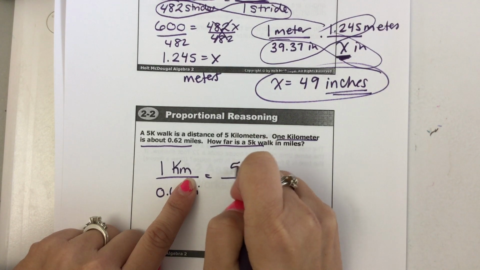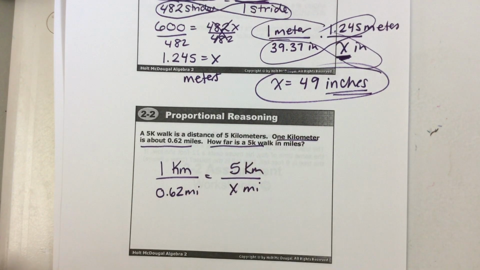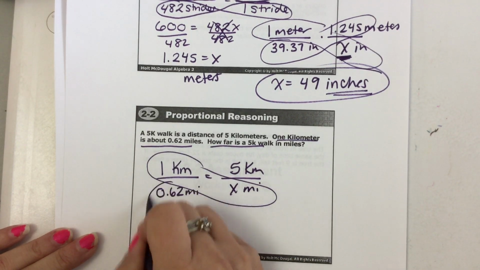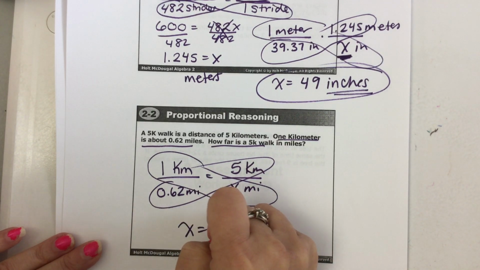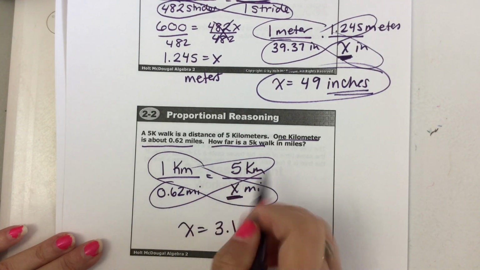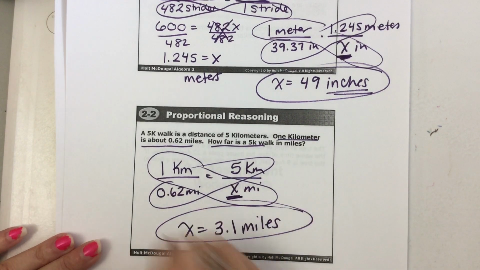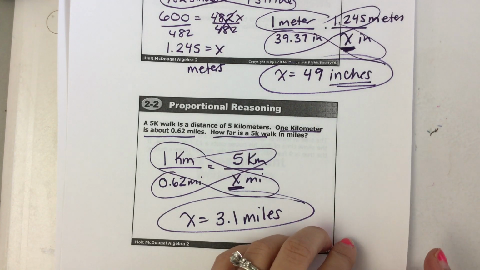Well, kilometers is on the top. So if I'm looking at a 5K, I want to know how many miles that is. Cross multiply. 1 times x is x. If I take 5 times 0.62, it is 3.1. The variable is on the bottom. The label for the bottom is miles. So if you say, hey, I'm going to join you and do a 5K, what you are signing up for is to run 3.1 miles.